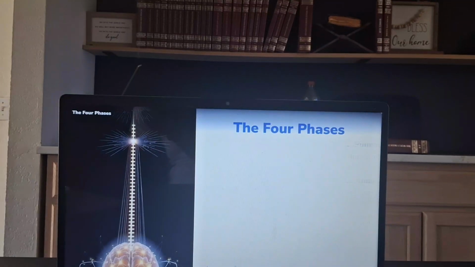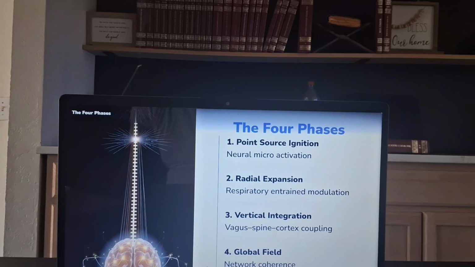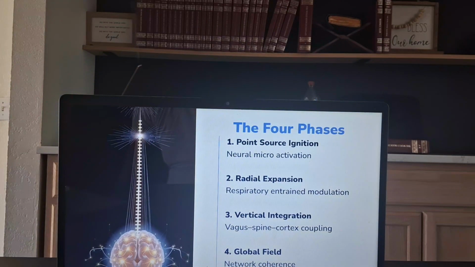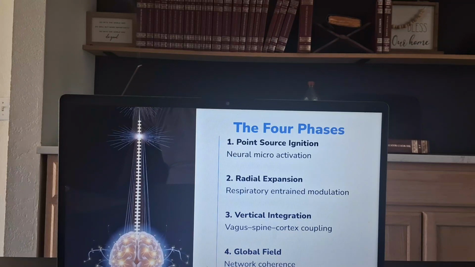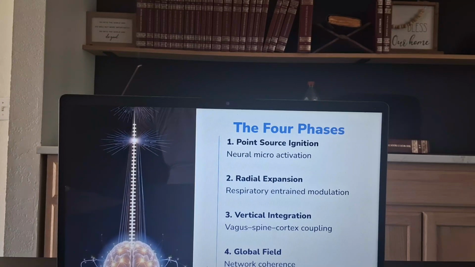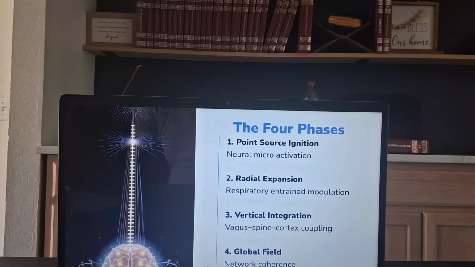First, a point source ignition, a neural microactivation. Second, radial expansion of the signal through respiratory and trained cortical modulation. Third, vertical integrative linkage via vagus spine cortex coupling. Finally, a stabilized global field of awareness through large-scale network coherence.